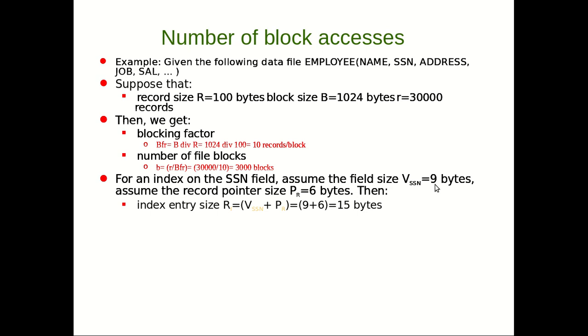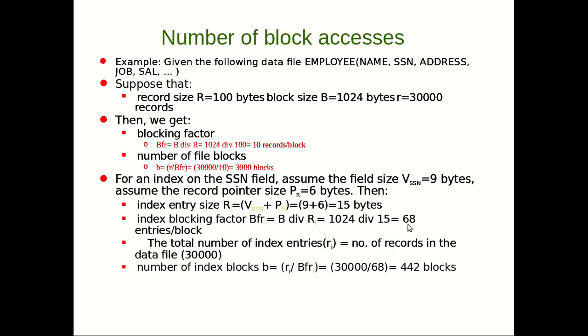VSSN, the bytes required for the data key value is 9 bytes and pointer is 6 bytes. Therefore, each entry or each record of the index file is of size VSSN plus VPR, that is 9 plus 6, 15 bytes. Now the index blocking factor is 1024, the block size, divided by 15, the size of each record. Now you get 68.